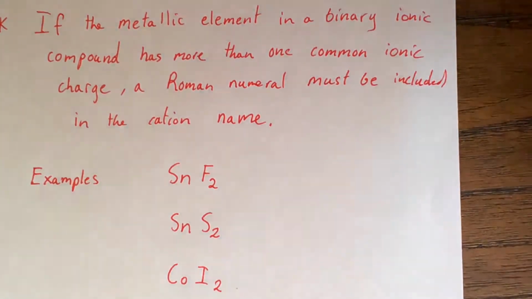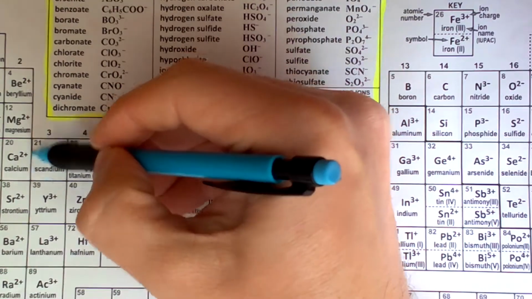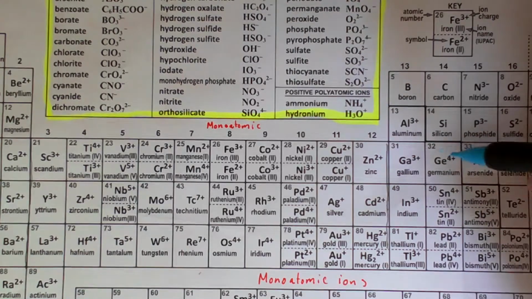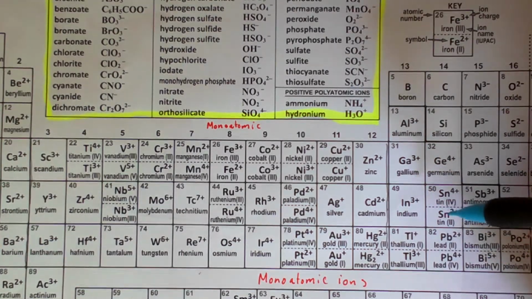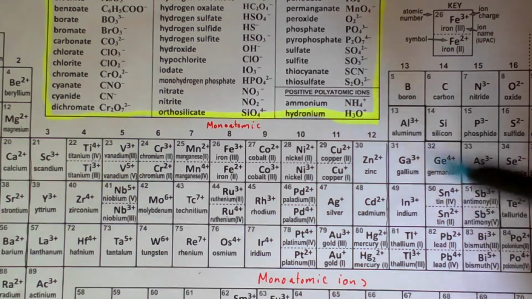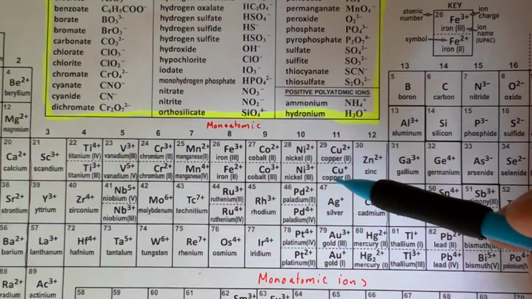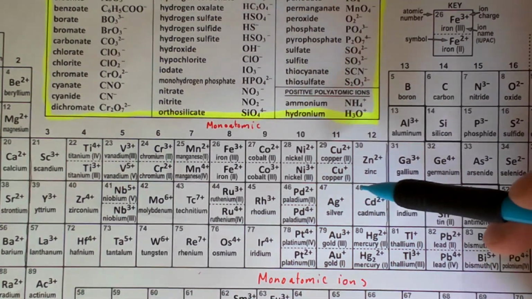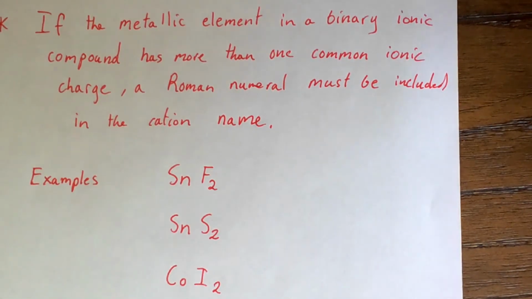If we look at the transition metals, remember transition metals were in groups 3 through 12. And if you notice right here, some post-transition metals can also have more than one charge. So transition metals and post-transition metals can carry more than one charge. That means they're going to lose various numbers of valence electrons in order to achieve stability. So let's do a few examples here.